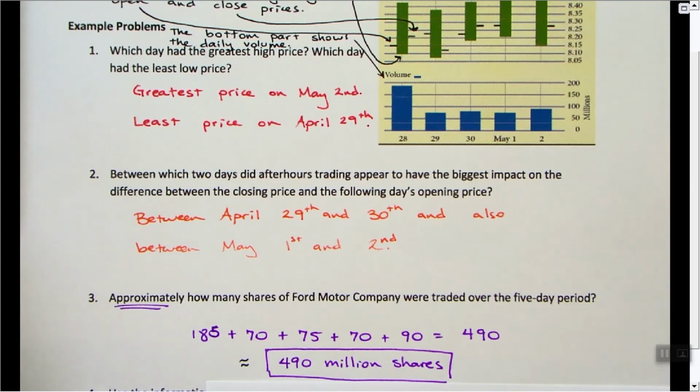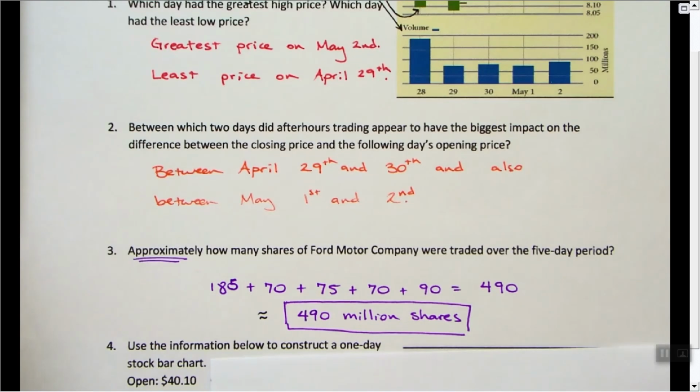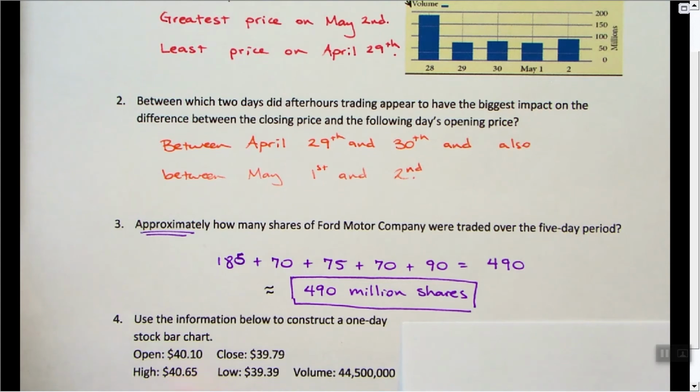Okay? So the next question is, use the information below to construct a 1-day stock bar chart, where this is the open, this is the close, this is the high, this is the low, and this is the volume. So go ahead and pause the video and give it a shot. I've given you a blank graph on the right if you have my printed materials. You're trying to sketch what that stock bar chart would look like with this information. So go ahead and pause the video.